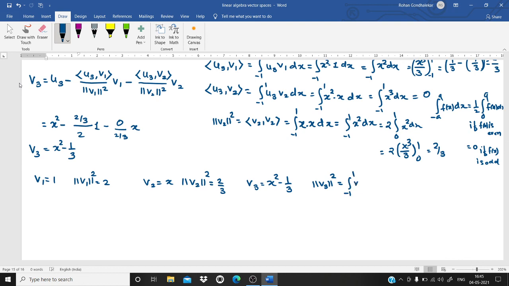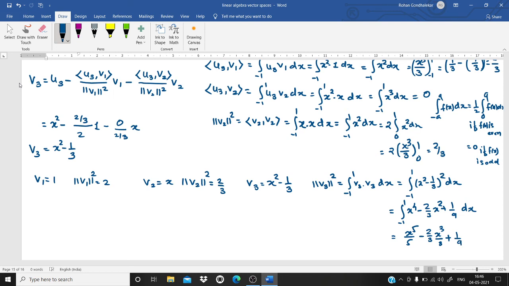integration from minus 1 to 1 v3 into v3 dx. So what is v3? x square minus 1 by 3 into x square minus 1 by 3, that is x square minus 1 by 3 square dx. You can easily work out this integration. Minus 1 to 1, this is x raised to 4 minus 2 by 3 x square plus 1 by 9 dx. After getting an integration, we get x raised to 5 by 5 minus 2 by 3 x cube by 3 plus 1 by 9 into x. Limits from minus 1 to 1.